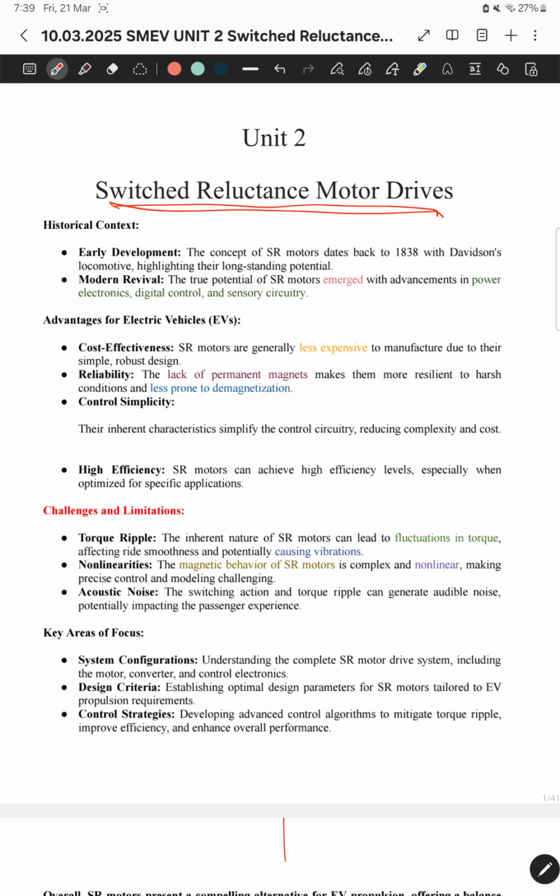Overview of the switched reluctance motor. Let's see how far we are able to proceed. So we will try to discuss the switched reluctance motor here. Actually, first we will go with the historical context, so what has actually happened in previous years.